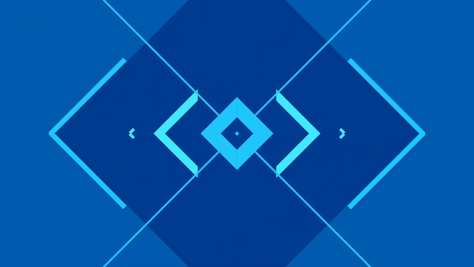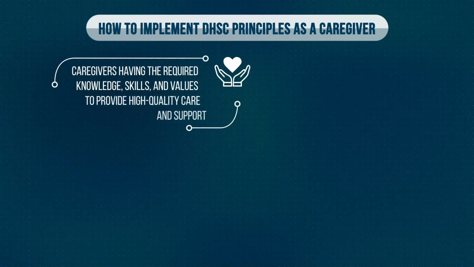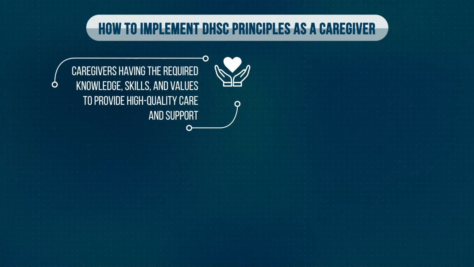Building upon the minimum standards outlined by the CQC, caregivers also must adhere to National Occupational Standards, NOS, which are also known as professional standards. These standards apply to most professions in the UK, where workers are expected to achieve certain levels of knowledge and skills in their sector. The Health and Social Care National Occupational Standards focus on caregivers having the required knowledge, skills and values to provide high-quality care and support.